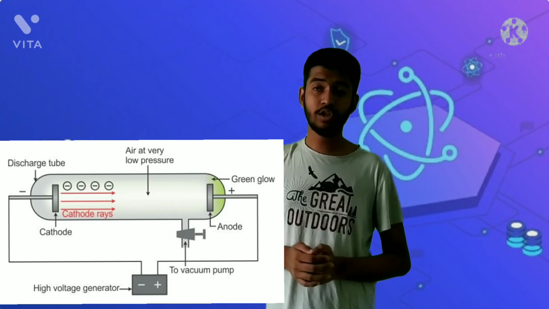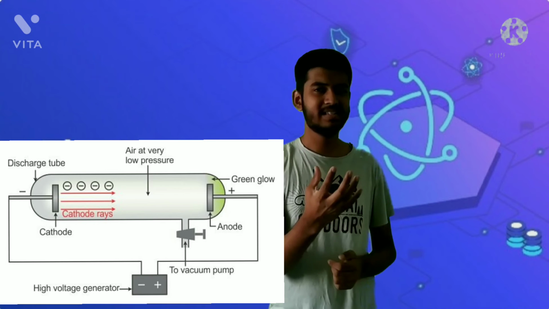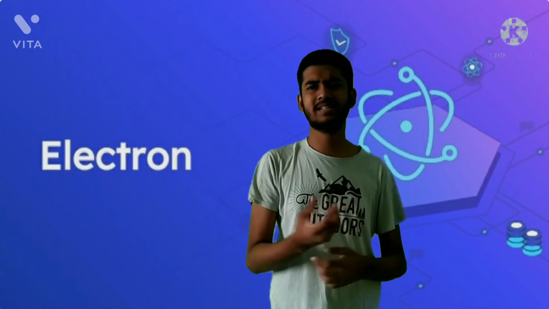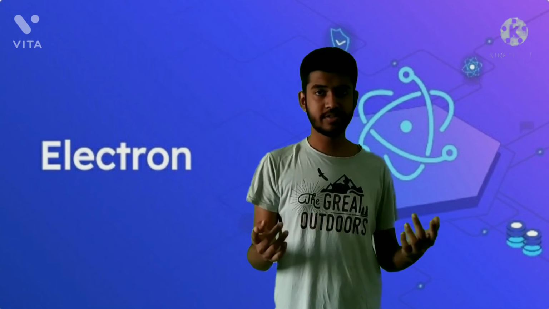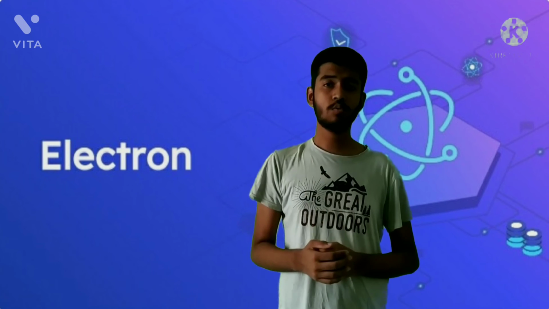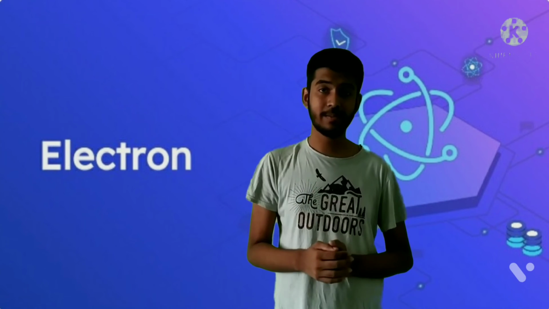So by this, they knew that there were some particles in the discharge chamber getting attracted to the zinc sulfide. Then he thought that they were negatively charged particles. But what name would he give them?